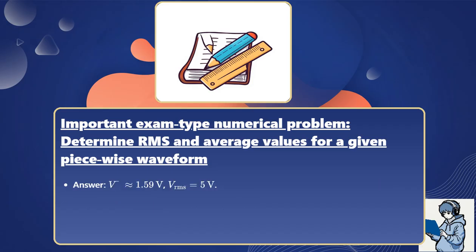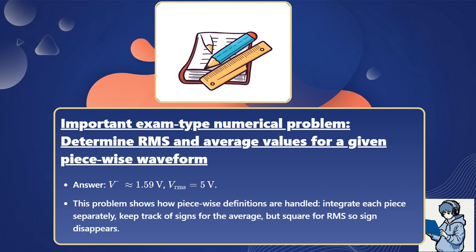Answer: V bar approximately 1.59 volts. V RMS equals 5 volts. This problem shows how piecewise definitions are handled. Integrate each piece separately. Keep track of signs for the average, but square for RMS so the sign disappears.